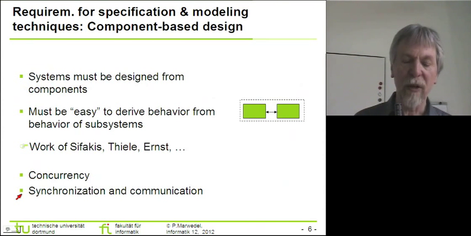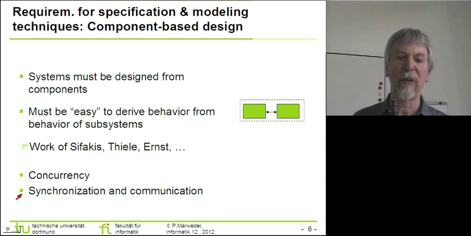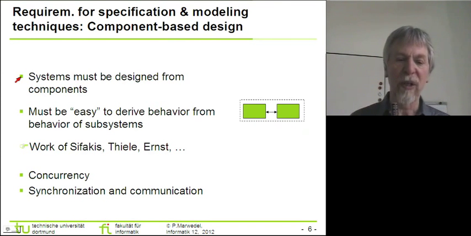So if we look at the requirements that we have for specification techniques, there is a second requirement that is actually a consequence of the first requirement. The first requirement made us introduce certain components, and now we have to consider the fact that we have to work with components. We must design systems from components. We cannot start from scratch every time that we are doing something, so we have to assume that there are some pre-designed components that must be taken into account.